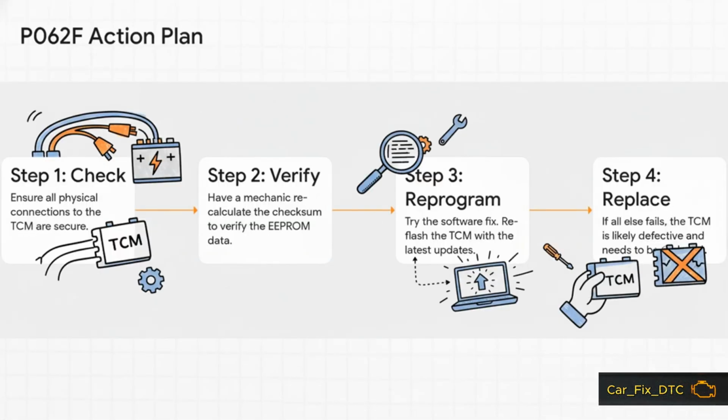So, what's your game plan? Where do you start? Well, you always start with the easiest, cheapest thing first. Step 1, check the connections. Seriously, a loose wire can cause this entire headache. If that's all good, then step 2 is to have a mechanic check for data corruption. If that's not it, step 3 is to try the software fix, get that TCM reprogrammed. And finally, if none of that works, then you're looking at step 4, replacing the module itself.